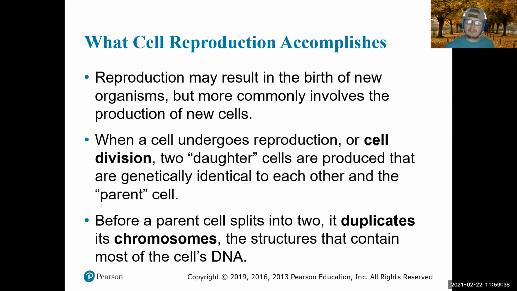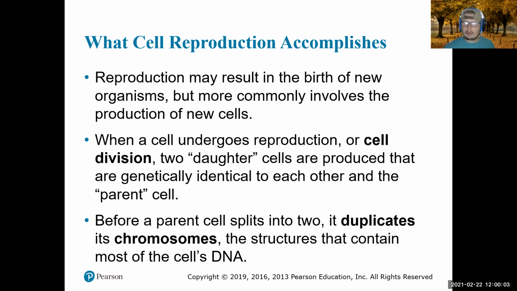And there are a couple of things that have to happen before that parent cell splits. First, it has to duplicate its chromosomes so that there can be two copies of each chromosome that can be separated into each individual daughter cell. So you have to have enough genetic material inside that cell for that process to happen.